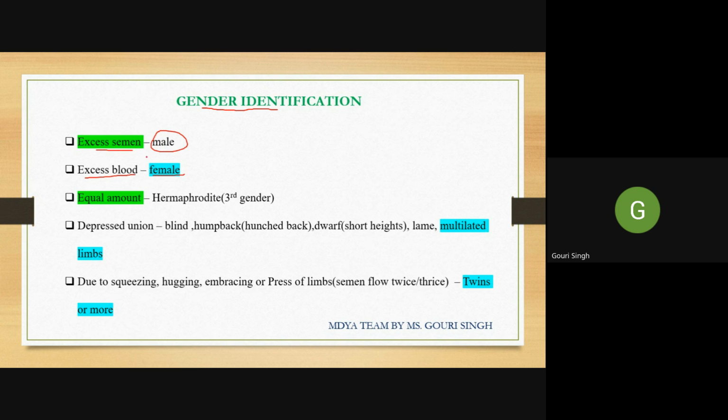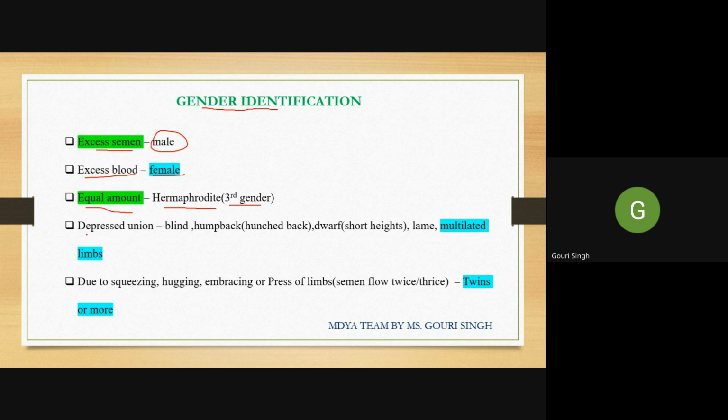Guru Gorakshnath is telling here that if excess semen comes out from the male, then it will be a male child. If excess blood comes, then that is a female child. If an equal amount comes out from both female and male, then it is a hermaphrodite, which means the third gender. If semen and blood come in equal amounts from both male and female, then it will be the third gender.